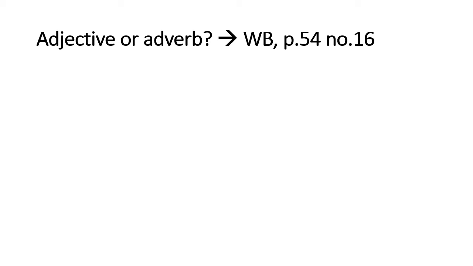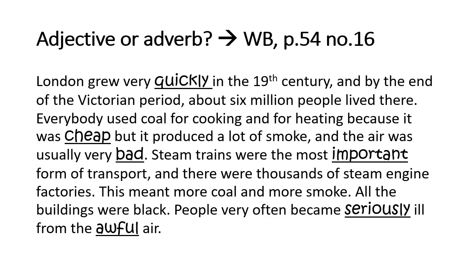All right. How was that? If this is what your solutions look like, you did well. London grew very quickly in the 19th century, and by the end of the Victorian period, about 6 million people lived there. Everybody used coal for cooking and for heating because it was cheap, but it produced a lot of smoke, and the air was usually very bad.